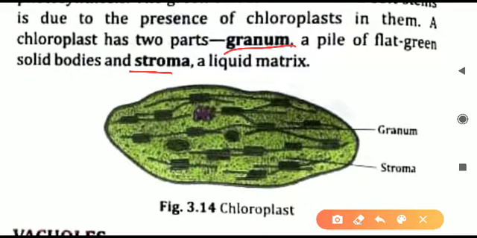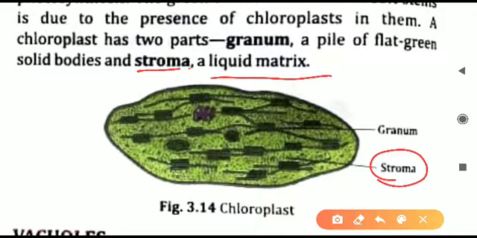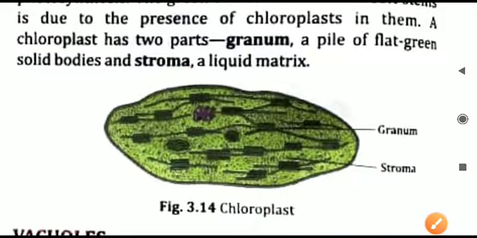Granum is what? These are thick solid bodies. You can see in this diagram, thick in the center like this here. All these are called granum. These are thick solid green colored bodies, and they are present in a liquid. Whatever part in this diagram is in green color, that is a liquid that is filled here. This liquid that is filled is called stroma. That is, this is written here, stroma is a liquid matrix that is filling the empty space inside the chloroplast.